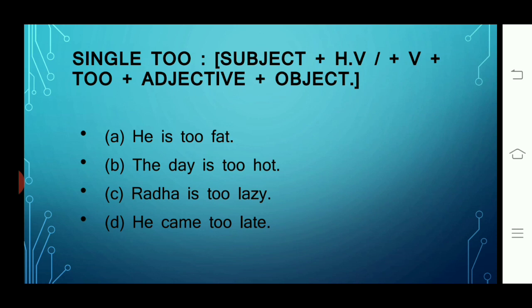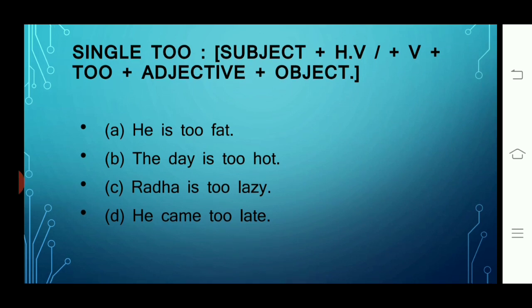The sentence structure is based on the given formula: subject plus helping verb plus too plus adjective plus object. Usually such sentences are not asked in exams, especially not in the HSC board exam. But still, if it is asked, it is given in the question paper. So we can change it following some rules, some steps.